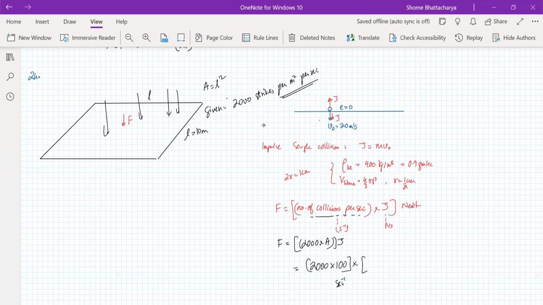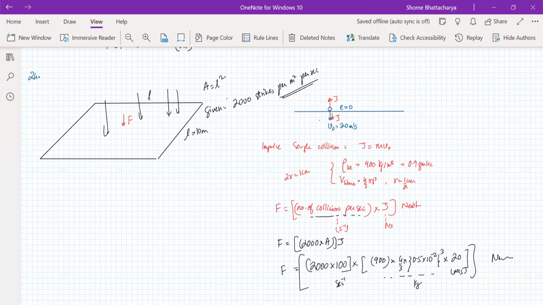Into the impulse because of each collision, which will be 900 kg per meter cube, I'm doing everything in SI units now, into 4 by 3 pi into 0.5 into 10 raised to minus 2, whole cube. This whole thing is in kg, into v naught, which is 20 meters per second. So kg meter per second or Newton second. This whole calculation will now give us the force in newtons. Okay, so hope this question is clear.